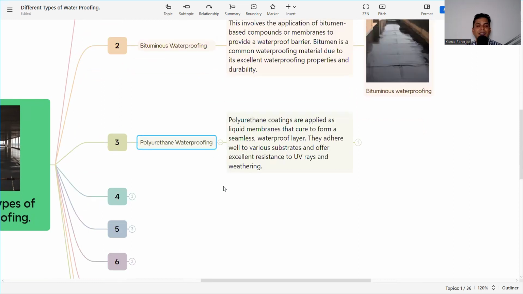Here, the main ingredient of the waterproofing membrane or compound was bitumen. Now it is polyurethane. Polyurethane coatings are applied as a liquid membrane that cures to form a seamless waterproof layer. They adhere well to various substrates and offer excellent resistance to UV rays and weathering. So that was the bitumen-based membrane, and this is the polyurethane-based, that is polyurethane waterproofing, or sometimes PU waterproofing.